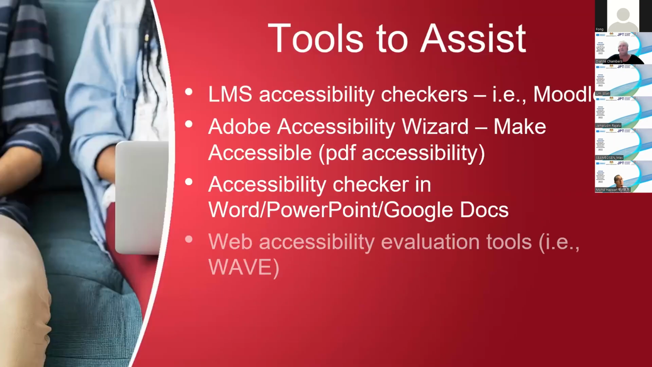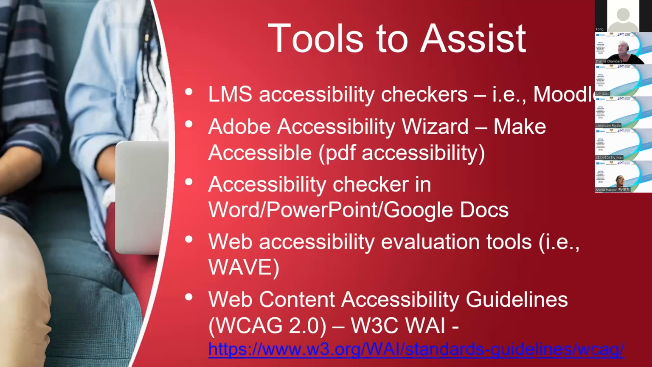on your own. We've got lots of tools to assist in your learning management systems. For example, if you're using Blackboard or Moodle or most learning management systems, even Sakai, there are free accessibility checkers. You can go and check your content and make sure it's accessible. With Adobe, as I've said, we've got the accessibility checker. In Word, PowerPoint and Google Docs, there's an accessibility checker.